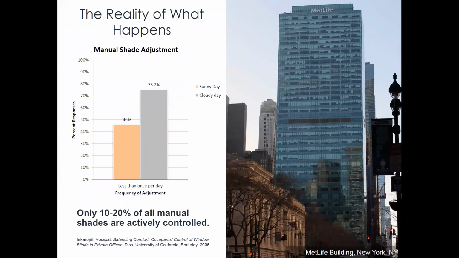So this slide represents the lack of movement of manual shades. On a cloudy day, about 75% of the shades will not move. And on a sunny day, less than half of the shades will move. So for any given day, about 45 to 75% of the shades will likely not move at all and stay shut. For shades that are moved, about 55 to 80% of them are only moved once. And for any given day, 75 to 90% of all shades are moved one time or less per day. And when it comes to manual shades, only 10 to 20% are actively controlled.